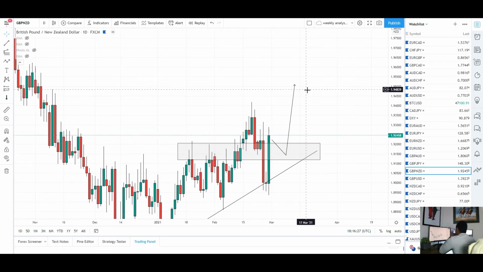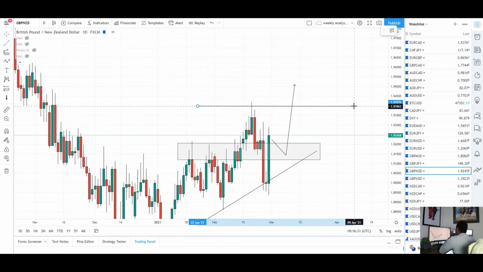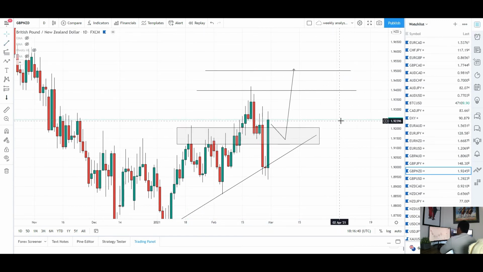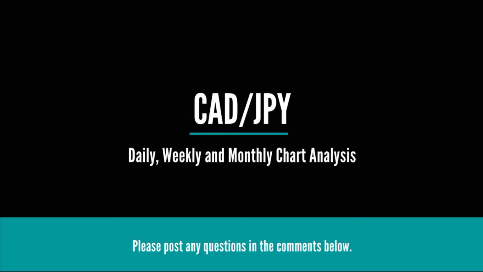I do think we'll come back to highs, which is around 1.94, which is this level here. I think we'll probably take out those highs and see new highs at around 1.95, which is this level up here. So biases to the upside for next week, expecting to see a bit of retracement to start the week off, and then looking for further continuation to 1.94 back to highs, or 1.95, create some higher highs up there. Next, we're going to move on to CAD JPY.